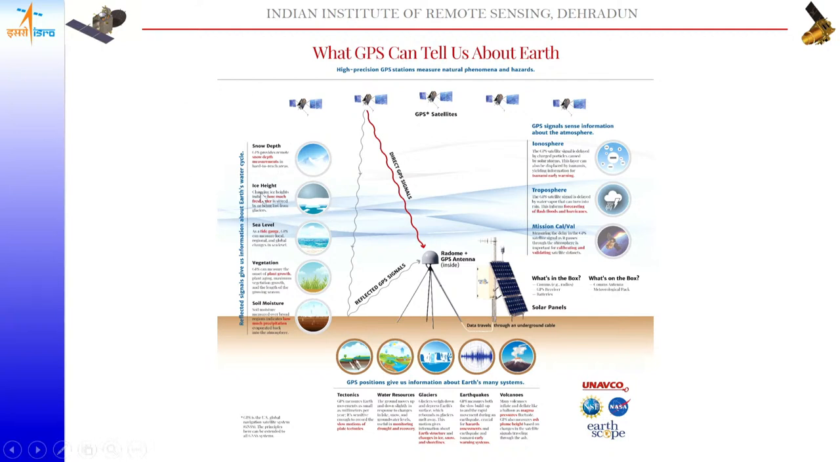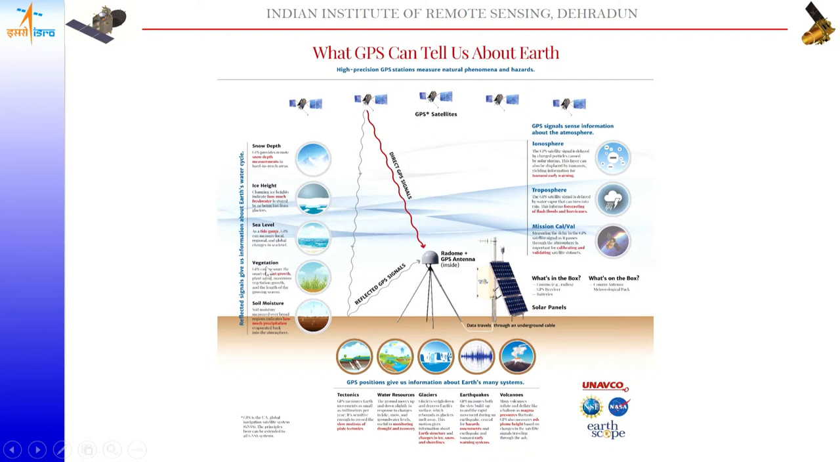Then ice height. Changing ice heights indicate how much fresh water is stored or being lost from the glacier. This can be done with the help of GNSS. Then sea level. As the tide goes, GPS can measure local, regional, and global changes in the sea level. So this is very good to track and monitor the sea level as well.